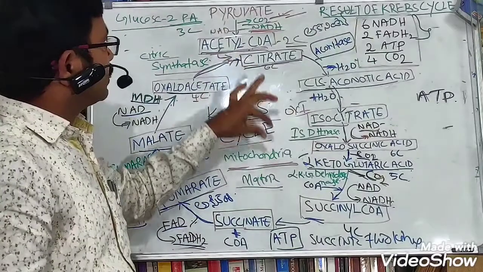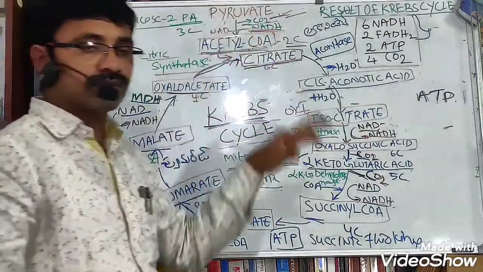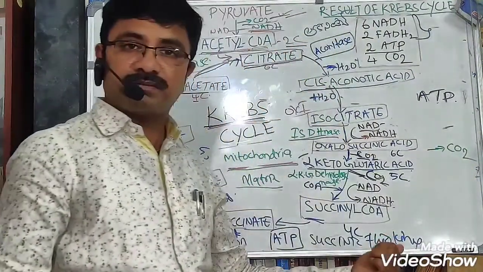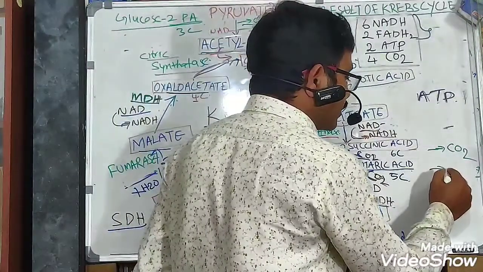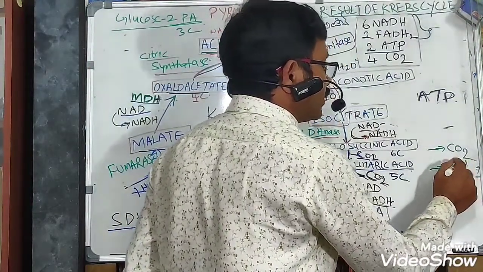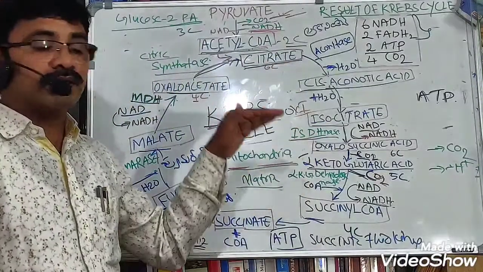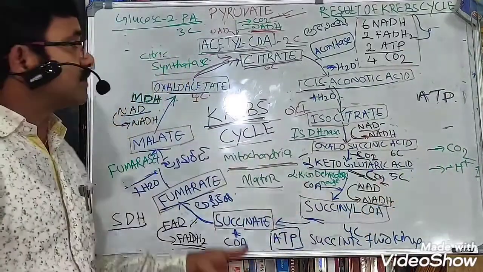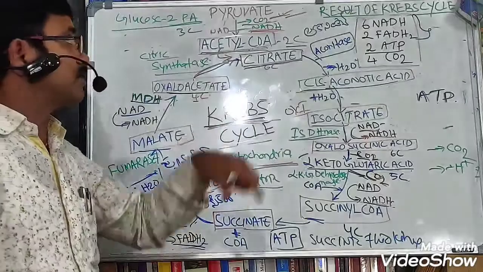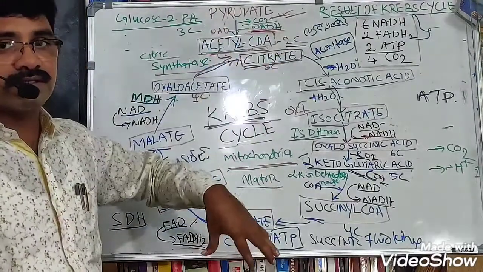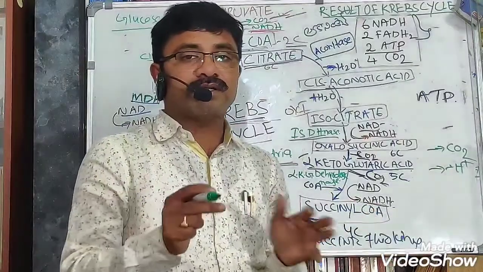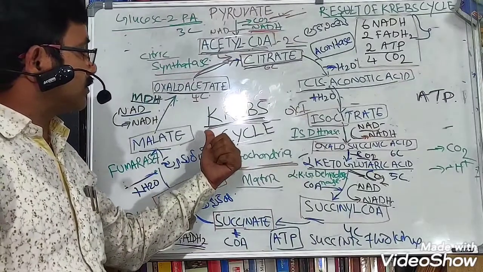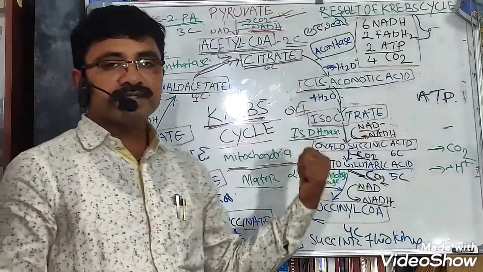So in the Krebs cycle, pyruvic acid undergoes decarboxylation reactions, meaning removal of carbon dioxide molecules, and oxidation reactions, removal of hydrogen ions. The pyruvic acid undergoes complete oxidation and decarboxylation in the Krebs cycle. This series of reactions was described by Hans A. Krebs. That's why it is popularly known as the Krebs cycle.